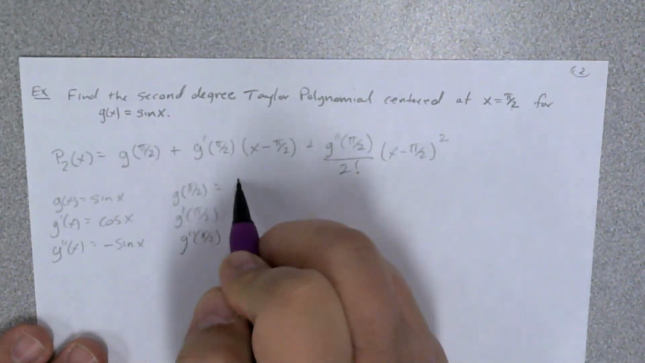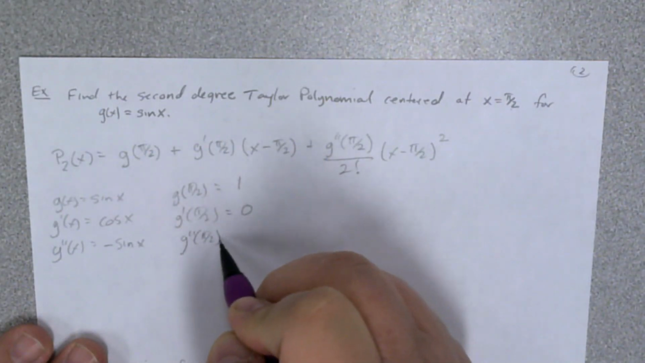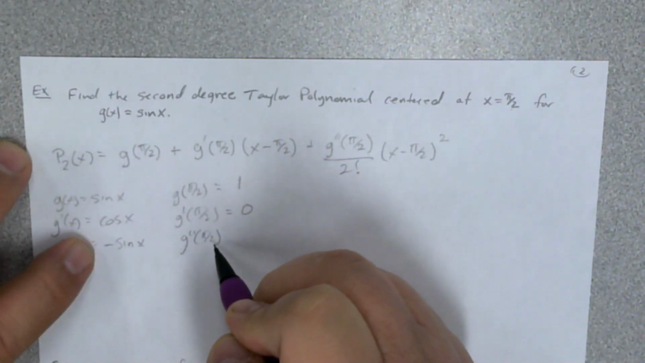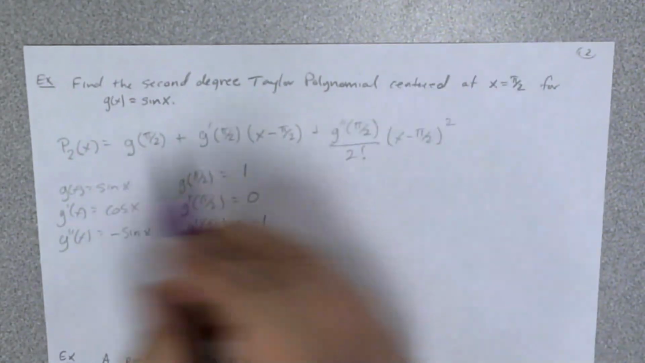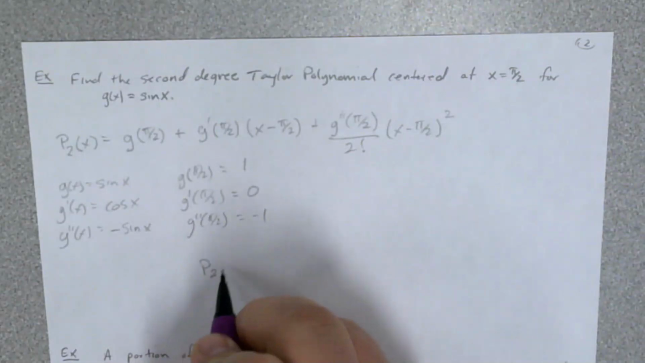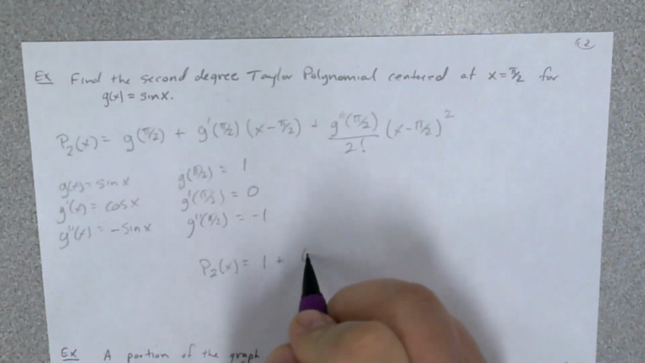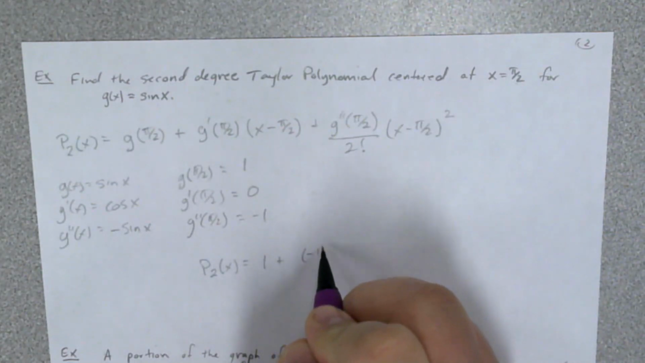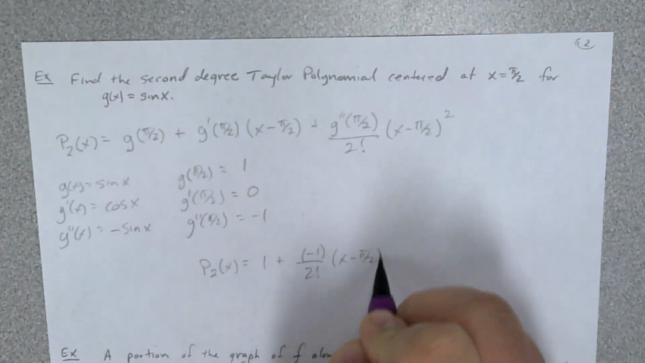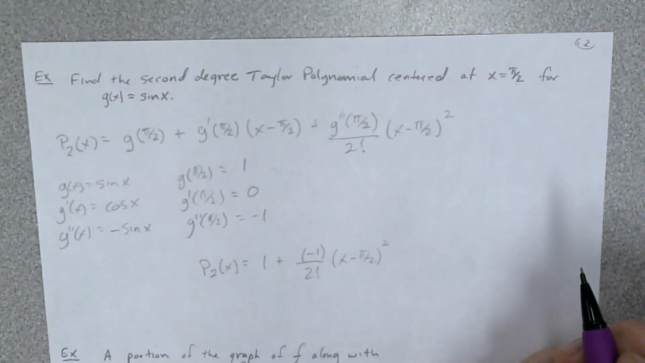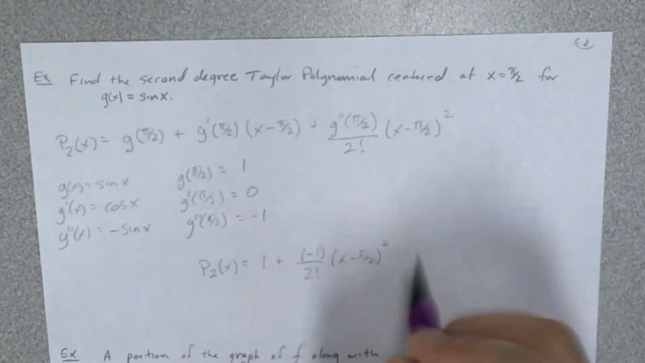The sine of pi over 2, 1. The cosine of pi over 2, 0. The sine of pi over 2 is 1, but then there's a minus in front, so this is going to be negative 1. So with those values and our template right here, our second degree Taylor polynomial for this function is going to be 1, then negative 1 over 2 factorial times x minus pi over 2 squared. Okay? And you can leave it like that. You can simplify it out more if you wanted to, but we're just going to leave it like that for now.